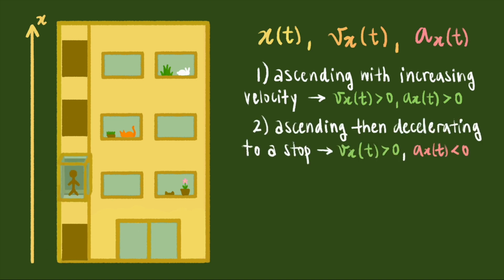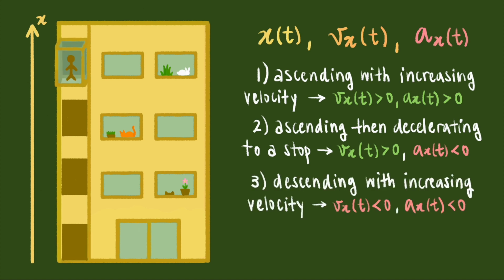Next, consider the situation where the elevator is ascending and then decelerating to a stop. In this case, the elevator is also ascending, so the x component of the velocity is still positive. On the other hand, what about acceleration? The elevator was going up at a high speed at first, but just before it stopped, it slowed down. The velocity vector has shrunk like this. If we think of the amount of change between these two vectors, subtracting this vector from this one, we get a vector pointing downwards. This means that the component of the acceleration in the x direction is negative.